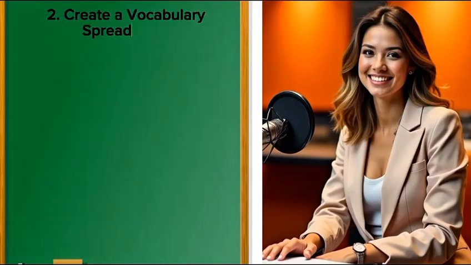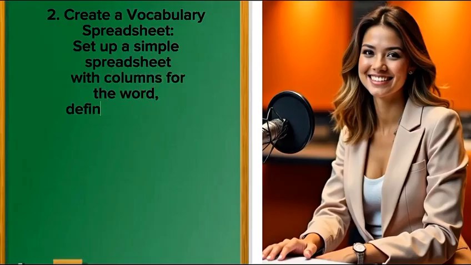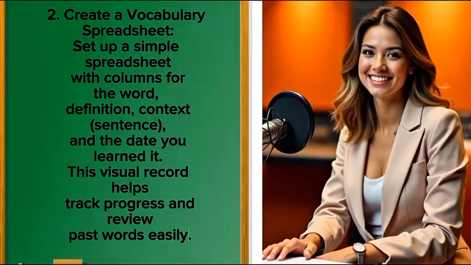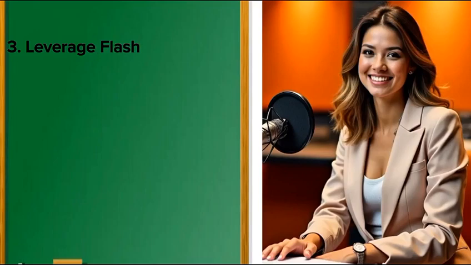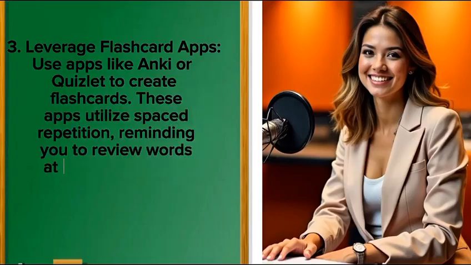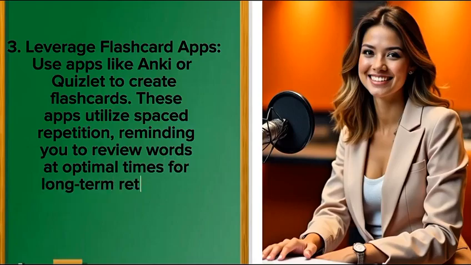2. Create a vocabulary spreadsheet. Set up a simple spreadsheet with columns for the word, definition, context, sentence, and the date you learned it. This visual record helps track progress and review past words easily. 3. Leverage flashcard apps. Use apps like Anki or Quizlet to create flashcards. These apps utilize spaced repetition, reminding you to review words at optimal times for long-term retention.